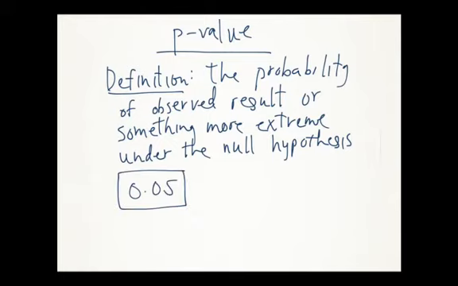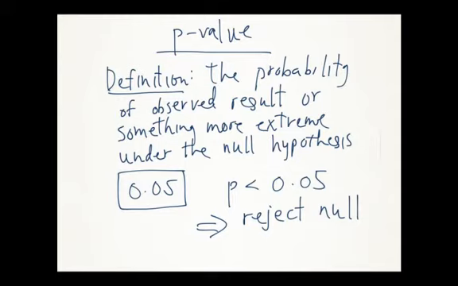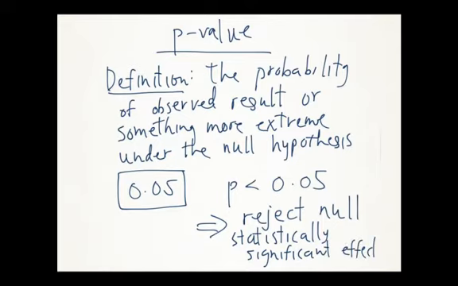And like I mentioned, people have chosen this 0.05 cutoff. There's nothing magical about this. It's just kind of a convention. But people usually say if their p-value is less than 0.05, then they reject the null hypothesis and say there is a statistically significant effect. Again, don't worry if you're not really following. It'll make much more sense through an example.